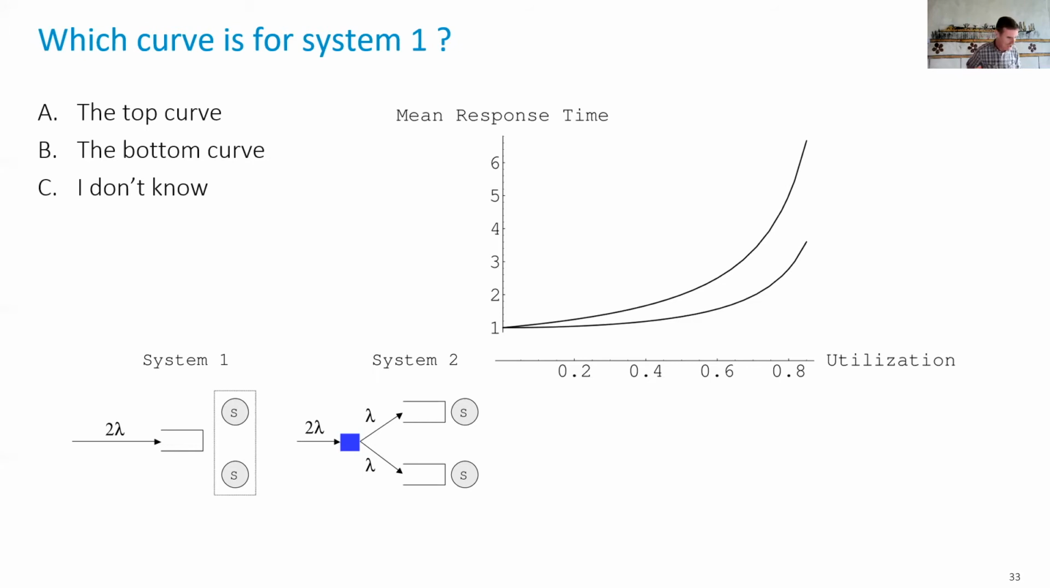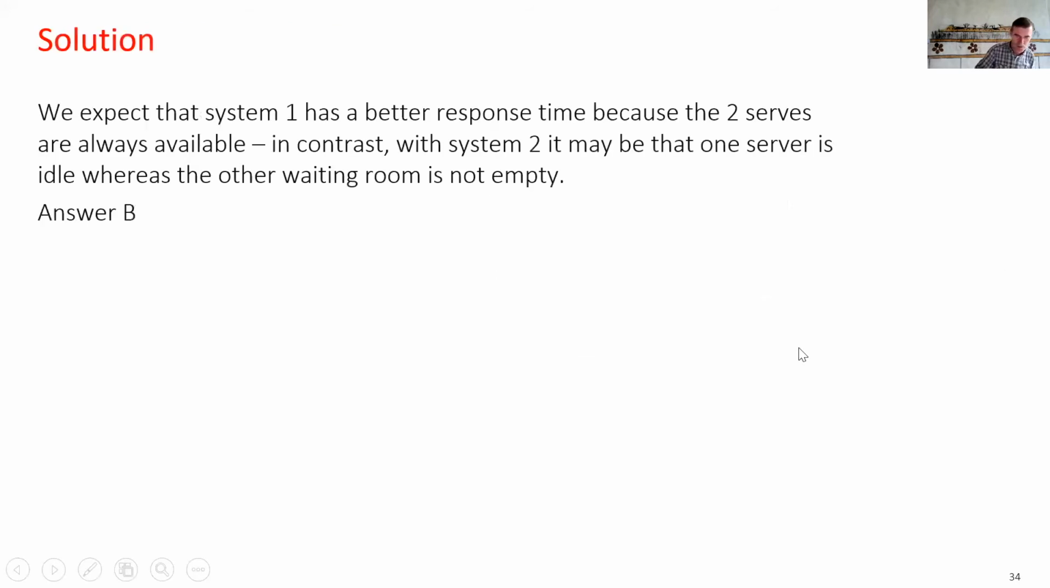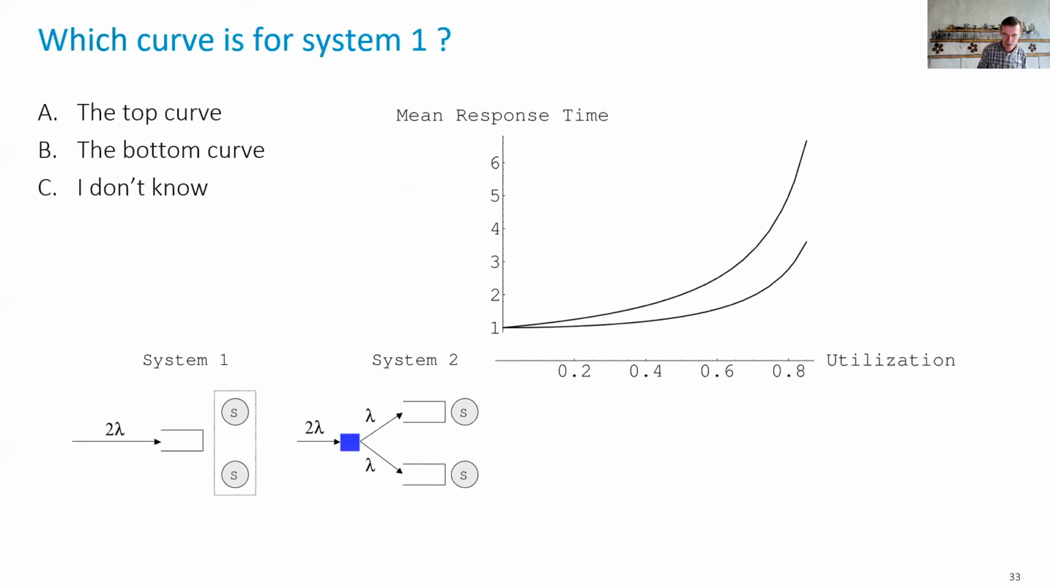I close the poll in 5 seconds. And the majority says the top curve, so system 1 is less good, which is not true. If it were true, then McDonald's and the post office would not do it, hopefully, because at least the post office, I'm not sure, but McDonald's, they care about customers. System 1 has a better response time, so it's the other way around, because the two servers are always available. In contrast with system 2, it may be that one server is idle when the other waiting room is not empty, right? So there is some inefficiency here.